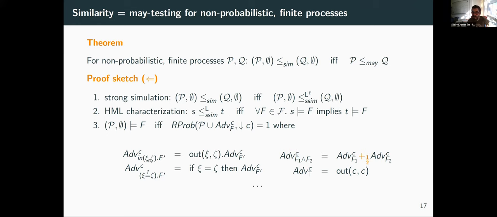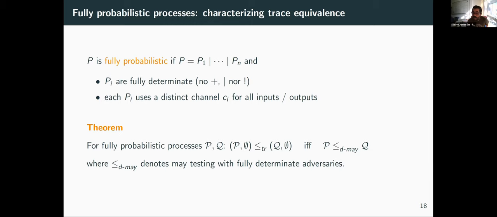So in these three steps, using some known results on transition systems, I can quite easily prove this theorem. And the other subclass, which I will just very shortly talk about, is fully probabilistic processes. What are they? They're just the parallel composition of components P1 to Pn. Think of these as the roles of my protocol. Each of these Pi has no non-deterministic choice, no parallel inside, and no replication. So they are linear processes, but they can have probabilistic choice. Moreover, each Pi uses a distinct channel Ci for all inputs and outputs. So Pi and Pj, for i different from j, will use different channels. This means there cannot be, for instance, an internal communication between Pi and Pj. It needs to go through the adversary. And also, if I see an output, the adversary knows which process sent it.